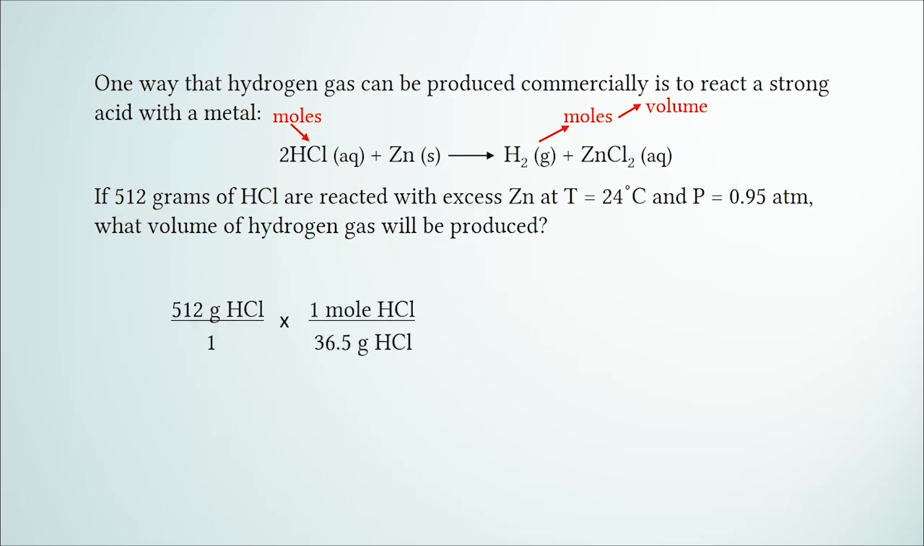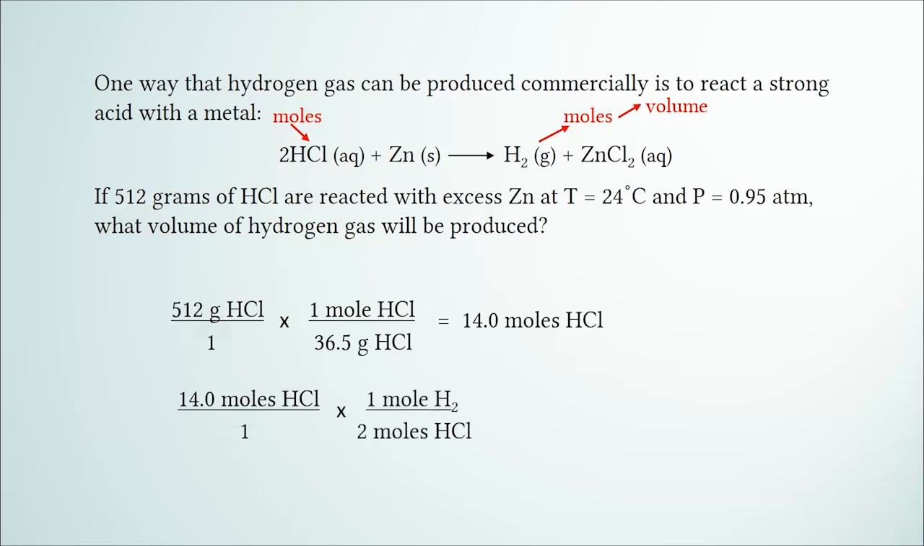Converting grams hydrochloric acid to moles, we take the 512 grams we are given and multiply it by a conversion relationship of 36.5 grams hydrochloric acid equals 1 mole of hydrochloric acid. That gives us 14.0 moles hydrochloric acid. Now we can use stoichiometry to determine how many moles of hydrogen gas we will produce. Taking the 14 moles of hydrochloric acid and multiplying it by the relationship of 2 moles hydrochloric acid equals 1 mole of hydrogen, we get 7.00 moles of hydrogen produced.